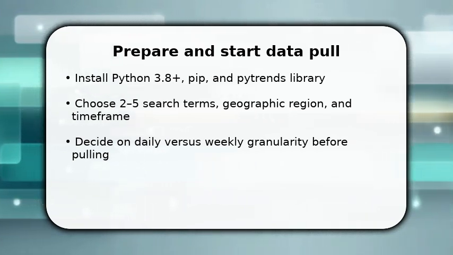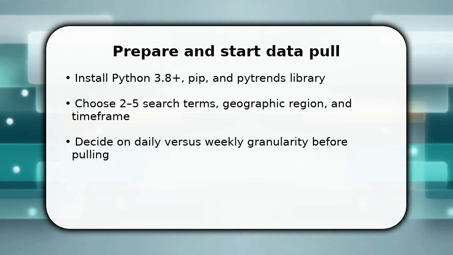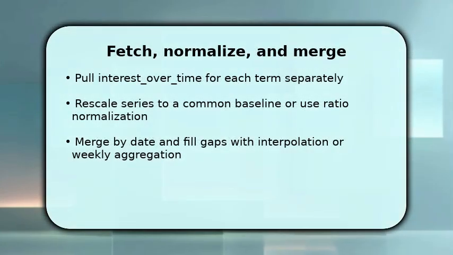Immediately request interest over time for your first keyword to confirm connectivity. This first pull verifies your settings and reveals whether you need finer granularity or a broader time window before you continue. Now you fetch each term's time series and focus on normalization so comparisons are valid.